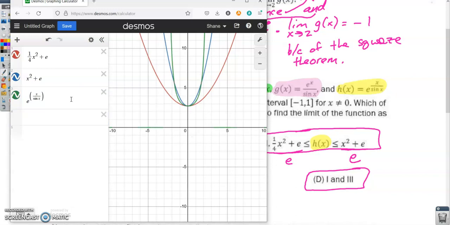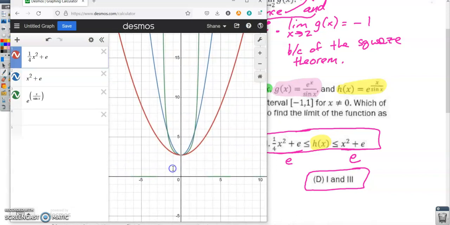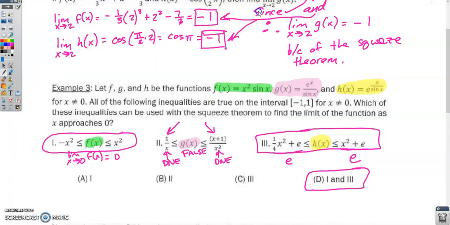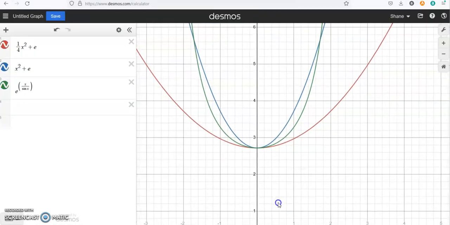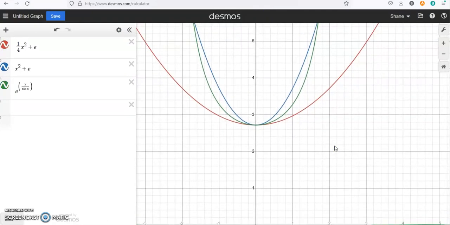And we'll zoom in here a little bit around 0, and you see that the green graph is in between the red graph and the blue graph, close to 0. And all three of them approach this same value as x approaches 0.